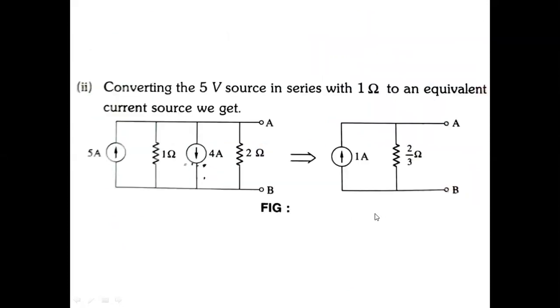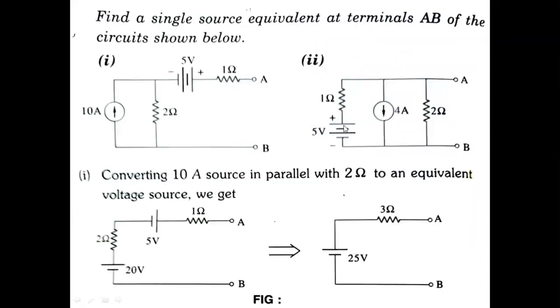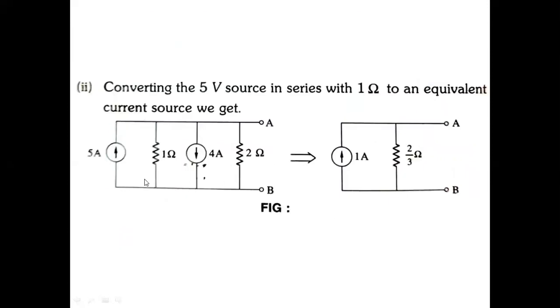Similarly, next problem is convert this voltage source into current source. So converting this voltage source into current source, 5 by 1, so 5 amperes from B to A in parallel with 1. 5 amperes, 1 ampere, 4 amperes. So by applying KCL, we will get 5 minus 4, 1 ampere, from B to A, 1 ampere. 1 and 2 are in parallel. So 1 into 2 by 1 plus 2, 2 by 3 ohms.